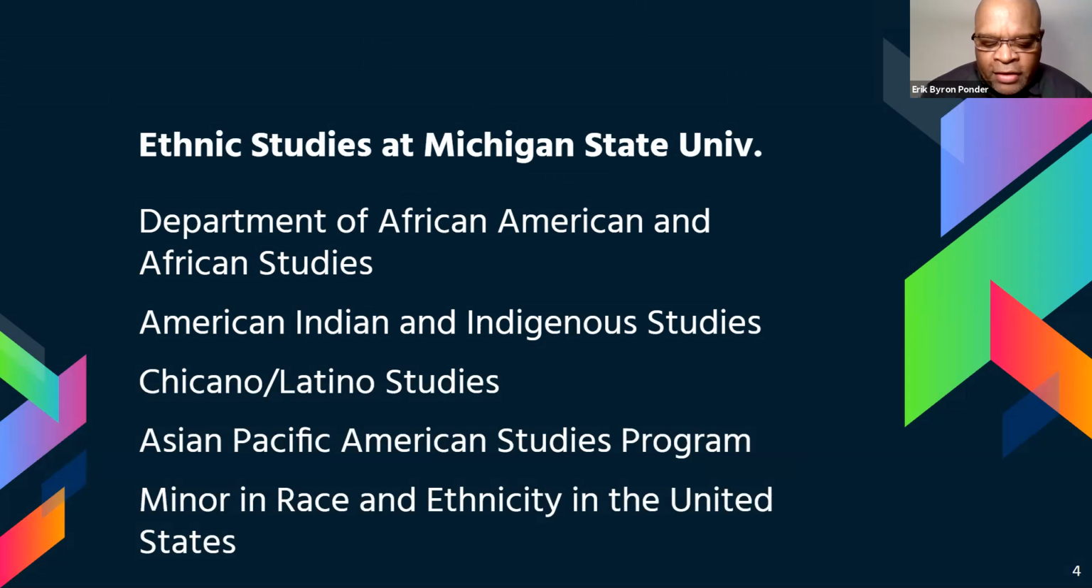Michigan State University has 5 ethnic studies related programs, which include American Indian and Indigenous Studies, Asian Pacific American Studies Program, Chicano Latino Studies, the Department of African American and African Studies, and a minor in race and ethnicity in the United States. These programs of study include 2 PhD programs, 4 graduate certificate programs, 5 undergraduate minors, and 5 undergraduate minors.